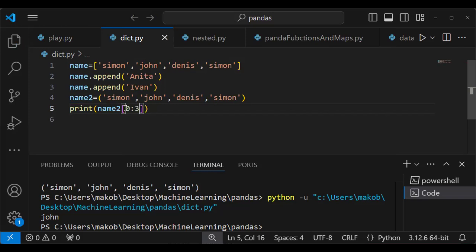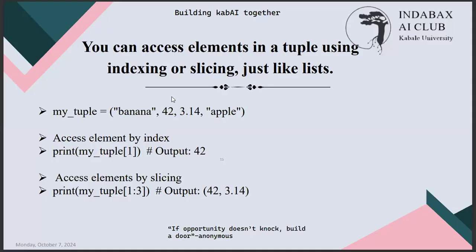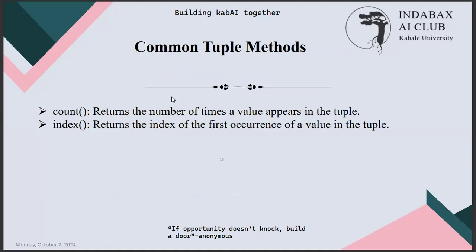Remember, when you're using slicing, this last index you put here, it does not reach there. It reaches this index minus 1. So I expect it to reach index 2. By print, there you go. You have Simon up to Dennis. That's slicing. Okay. Accessing element by index, printing the whole tuple. Okay, we've covered all this.